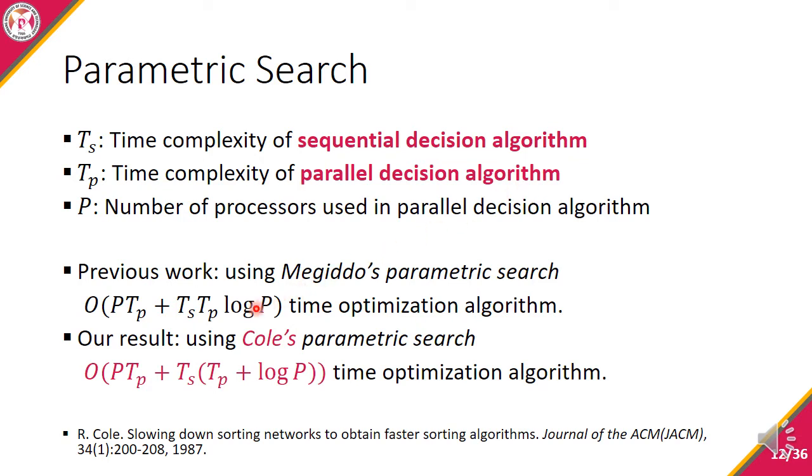There are two well-known techniques of parametric search: Megiddo's parametric search and Cole's parametric search. As you can see, Cole's parametric search is faster than Megiddo's parametric search. But there are some requirements to apply Cole's parametric search. In this presentation, I will skip the details of this parametric search.